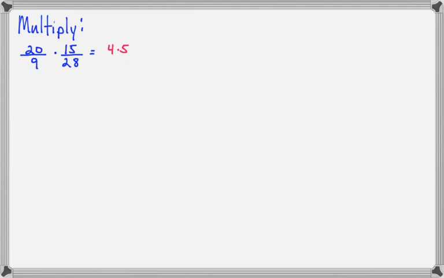20 is 4 times 5. 15 is 3 times 5. In the bottom, 9 is 3 times 3, and 28 is 7 times 4. So I see a pair of 4's that I can cancel here, also a pair of 3's. And what that leaves us is 5 times 5 in the top and 3 times 7 in the denominator.